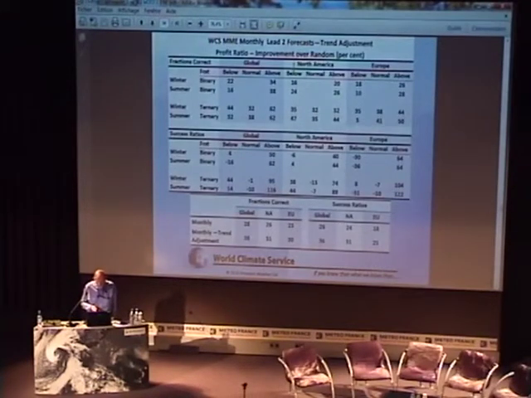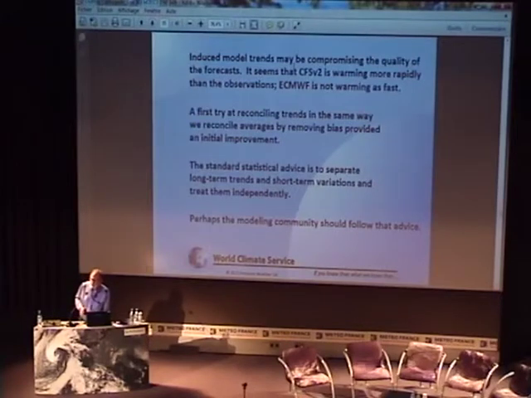We did try a trend adjustment with monthly forecasts. It is better. It's an improvement. It's not as good yet as we would like, but it probably is something that we're going to have to do in order to make these forecasts better. What's happening here is the modelers, both in the National Weather Service and at ECMWF, have said, well, the climate is warming. We will put in an increase of carbon dioxide in our model to try to correctly model the rate of climate change. So we have in the models an induced warming. And that is compromising the quality of the forecast.